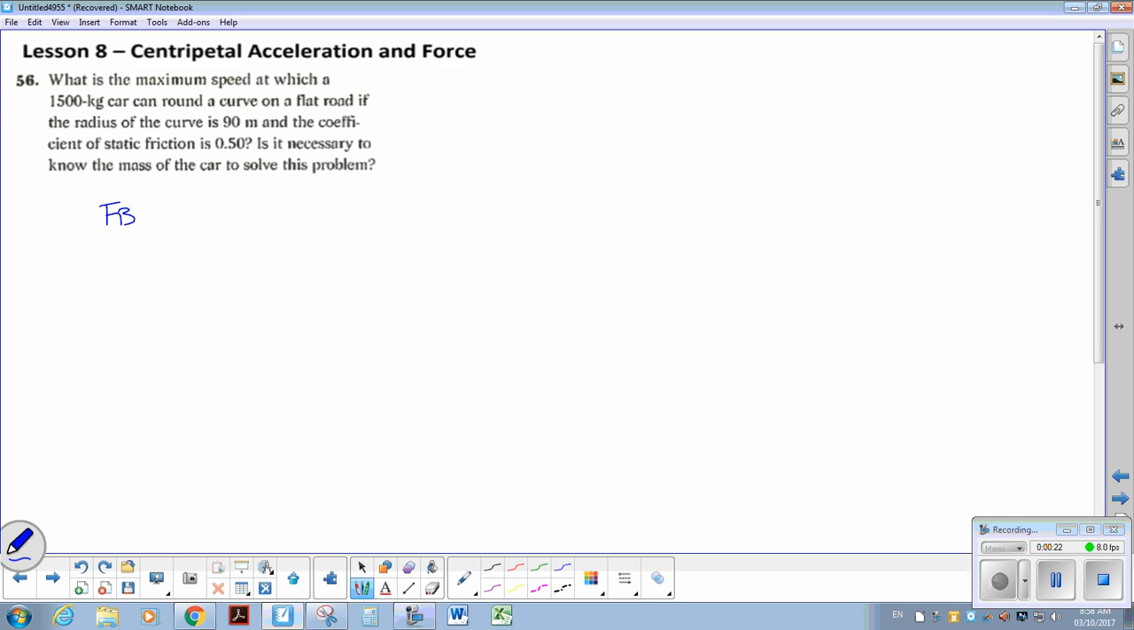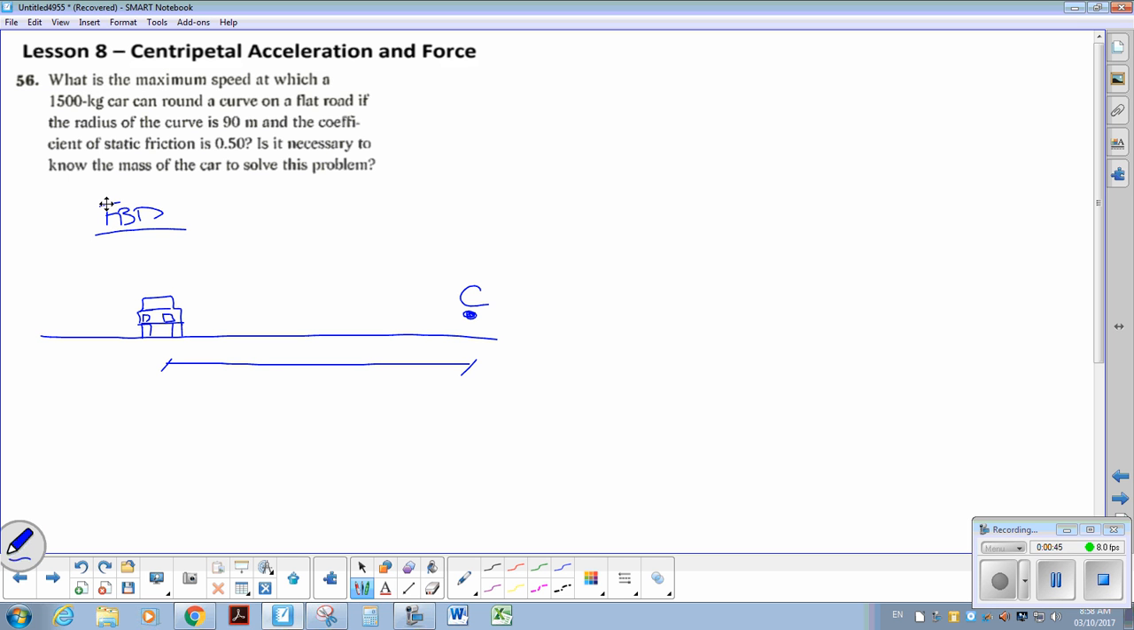So, the free body diagram. I don't need to put a diagram like this, usually you just use a dot, but I'm trying to make sure you understand that I'm looking at the tail lights of the car. And here is my center of curvature. So that distance right there is 90 meters. What forces are acting on this car?